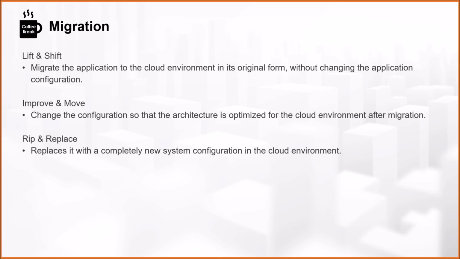Rip and replace does not use an image of the existing application, but replaces it with a completely new system configuration in the cloud environment. And modernize involves a lift and shift style migration to the cloud environment, followed by changes to a cloud optimized form using containers and other means.